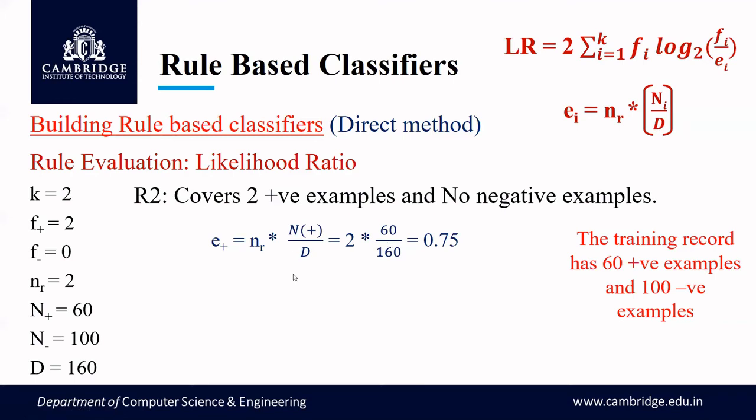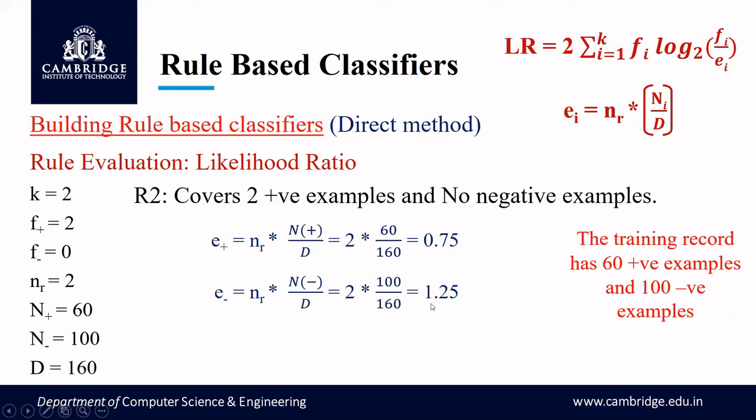And then consider E minus. For E minus, again 2 into 100. Why 100? Because N minus is 100. 100 by 160, which is nothing but 1.25. So E plus and E minus for R2 are identified. E plus for R2, that is the expected frequency of the positive class with respect to R2, is 0.75. Then the expected frequency of the negative class with respect to R2 is 1.25.